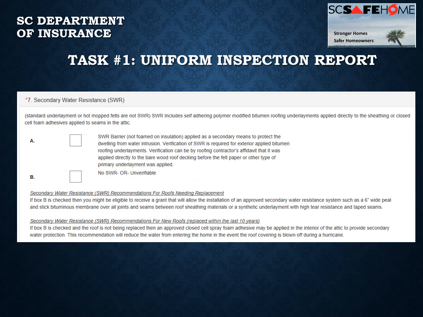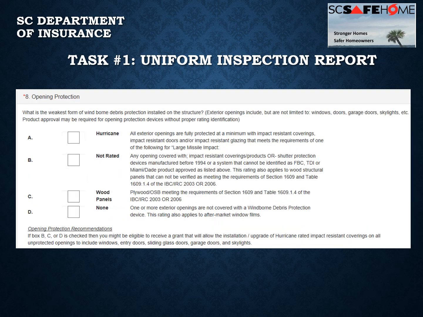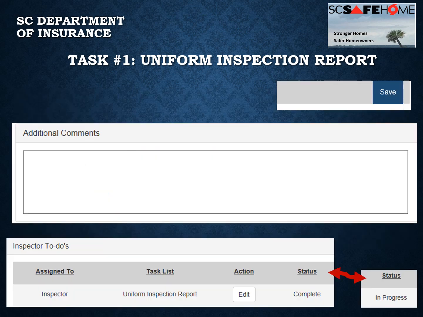The next section of the Uniform Inspection Report form is secondary water resistance. The next section is secondary opening protection. The final section of the Uniform Inspection Report form is a place provided for additional comments as needed. Sometimes items are added here in case other sections of the report are not sufficient to capture all of the needed information. When completed, select Save in the top right-hand corner. If everything required has been provided, then the task will be changed to a status of complete.